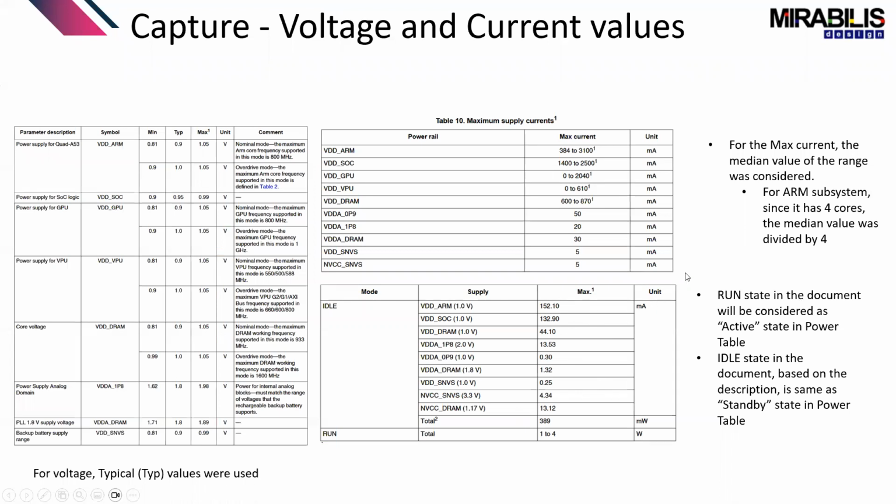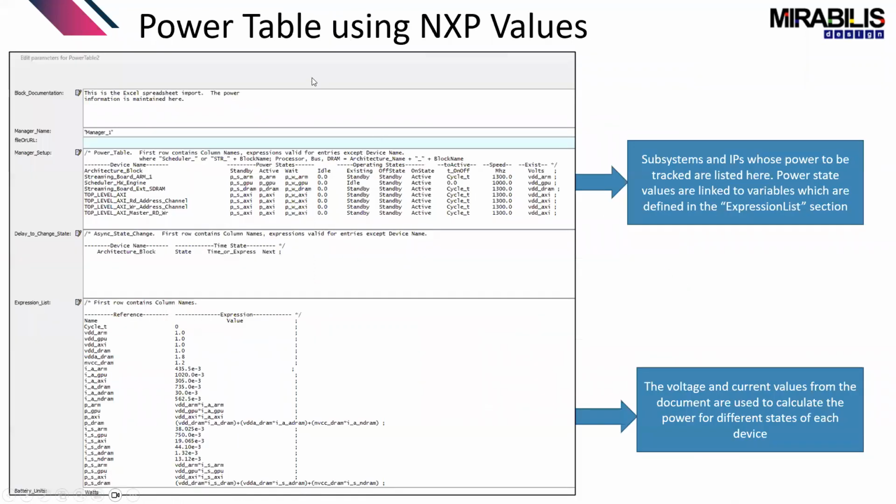Now we look at the updated power table using the NXP values, and we can see this is how the power table was updated. The ARM Cortex core is entered here, the hardware engine or accelerator is entered here, the DRAM block is entered here. Then we have the AMBA AXI power entered here.